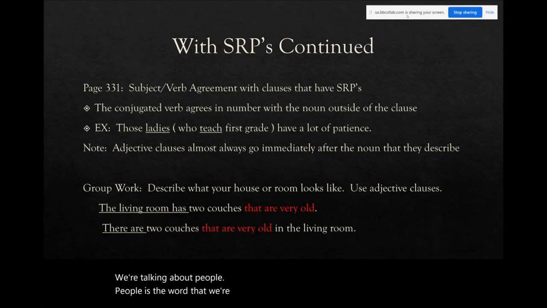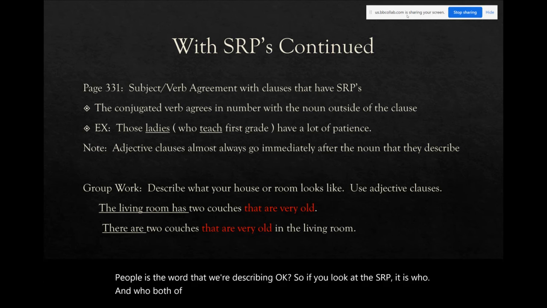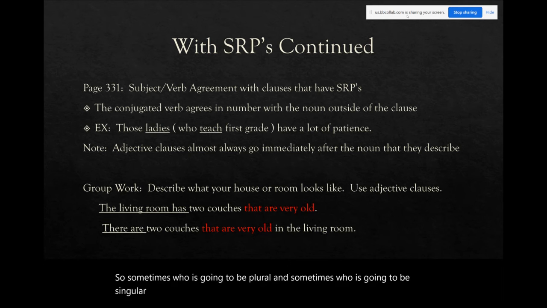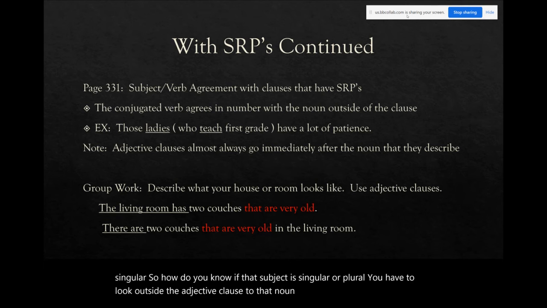So if you look at the SRP, it is who and who. Both of them have the word who, right? Sometimes who is going to be plural and sometimes who is going to be singular. So how do you know if that subject is singular or plural? You have to look outside the adjective clause to that noun that it's describing. Does that make sense to everybody? Yes, makes sense.